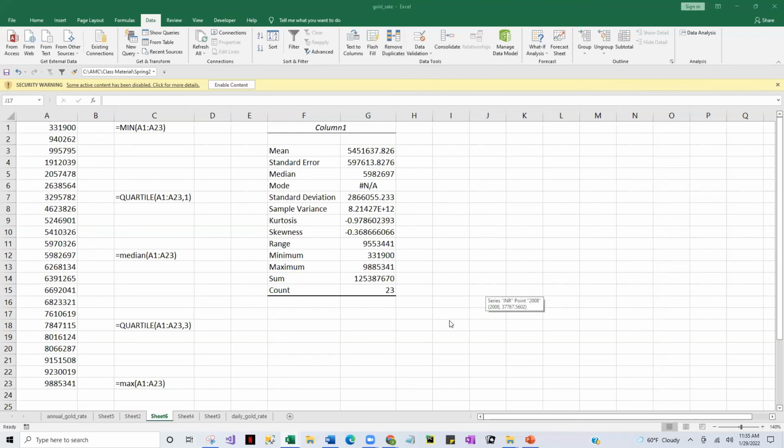Wait, can you show the histogram one more time? I don't know, my screen froze. No, the histogram I'm going to show you now. I haven't shown it yet, I'm going to show the histogram now.